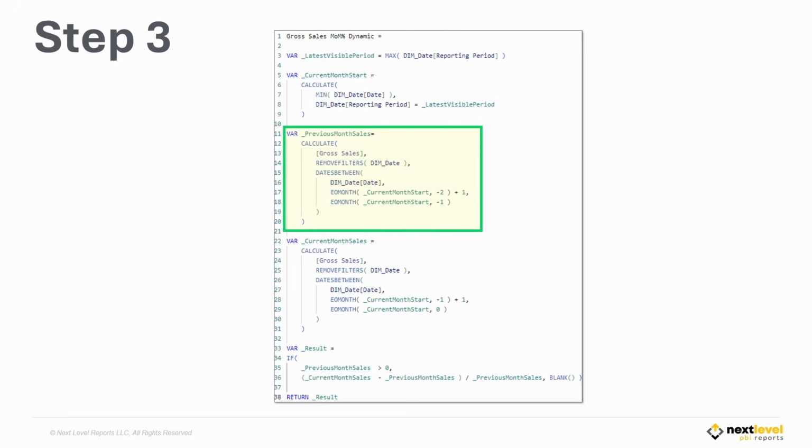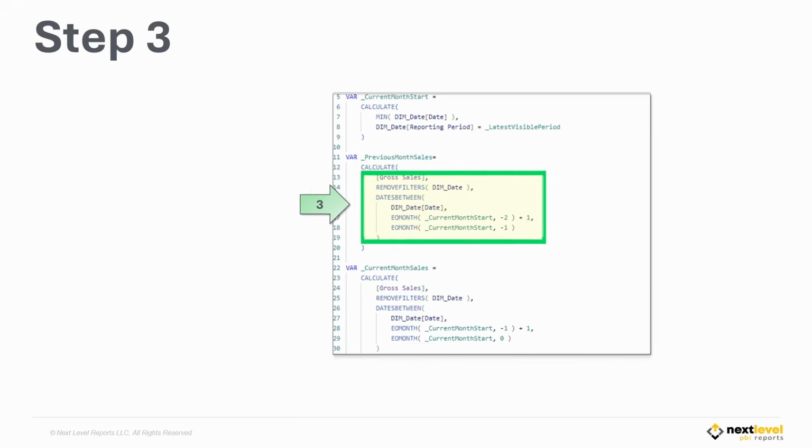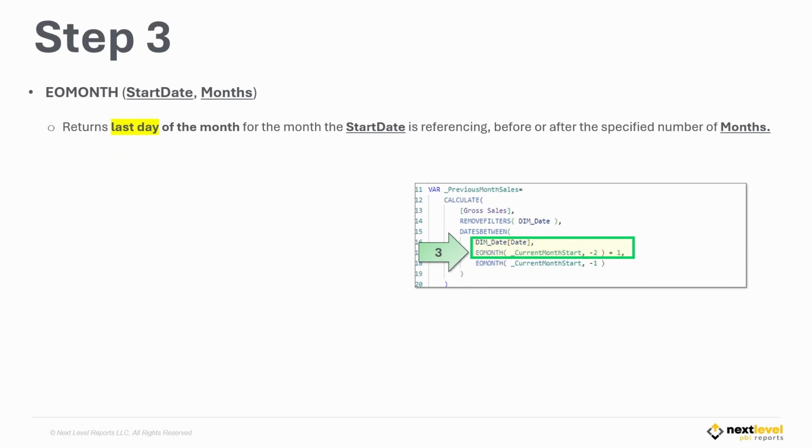Next, we have step 3. The key to understanding step 3 and step 4 is understanding the end of month function. EOMONTH stands for end of month. It's going to return the last day of the month of the date you're referencing in the function. The second part of the function allows you to add or subtract months. And then lastly, after the function has been completed, you can subtract or add dates to it.